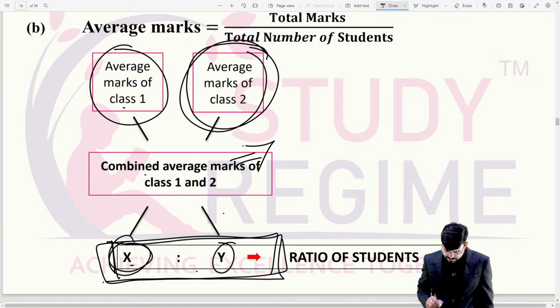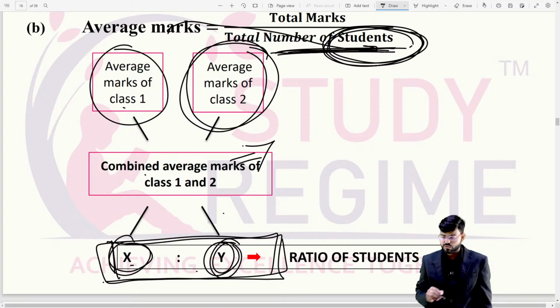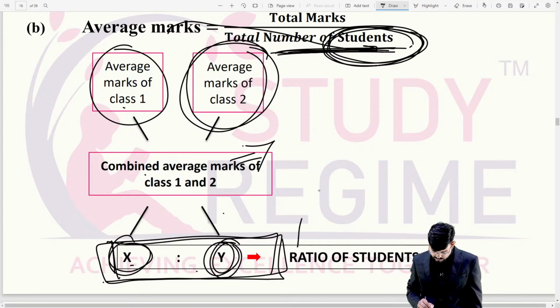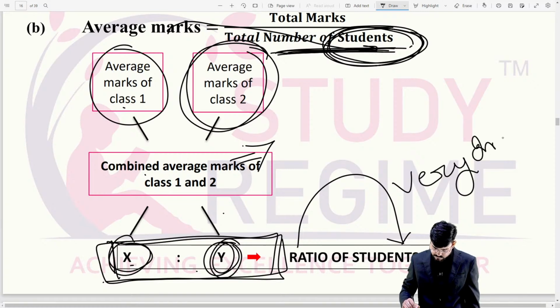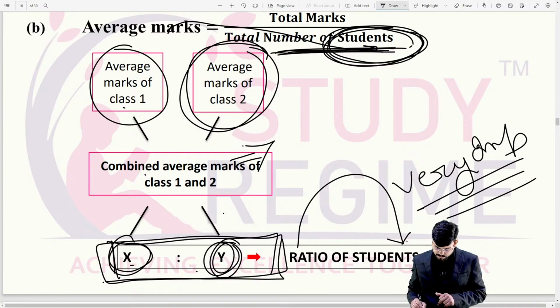So, what is this ratio coming of? For example, the average marks is total marks upon the total number of students. So, we are calculating average with respect to what? Students. So, the ratio comes of what? The ratio of students. Very important point. People just subtract each and everything, but they don't know what the ratio is coming of. If you are talking about an average, the ratio which comes out is the ratio of the number of students.